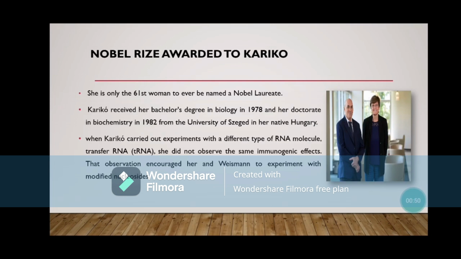Nobel Prize awarded to Karikó. She is only the 61st woman to ever be named a Nobel laureate. Karikó received her bachelor's degree in biology in 1978 and her doctorate in biochemistry in 1982 from the University of Szeged in her native Hungary.